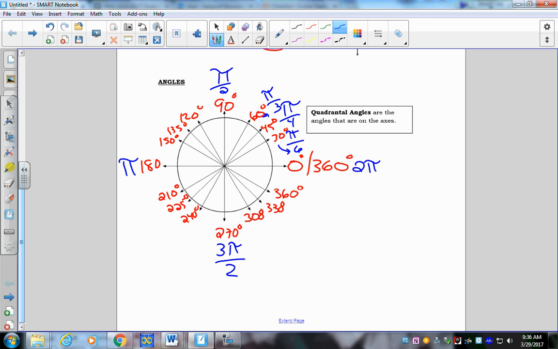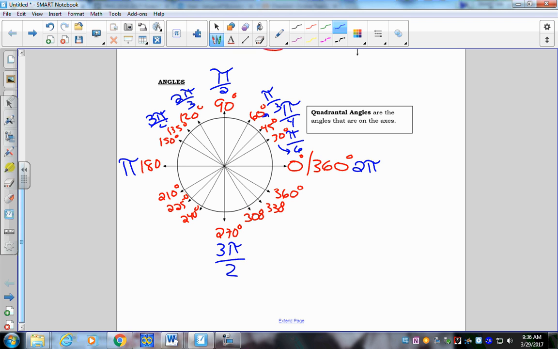120, the reference angle is 60. All right, well, how many times does 60 go into 120? 2. So it's 2 times pi over 3, 2 pi over 3. 135 has a reference angle of 45. Okay, so how many times does 45 go into 135? 3 times. So it's 3 pi over 4.